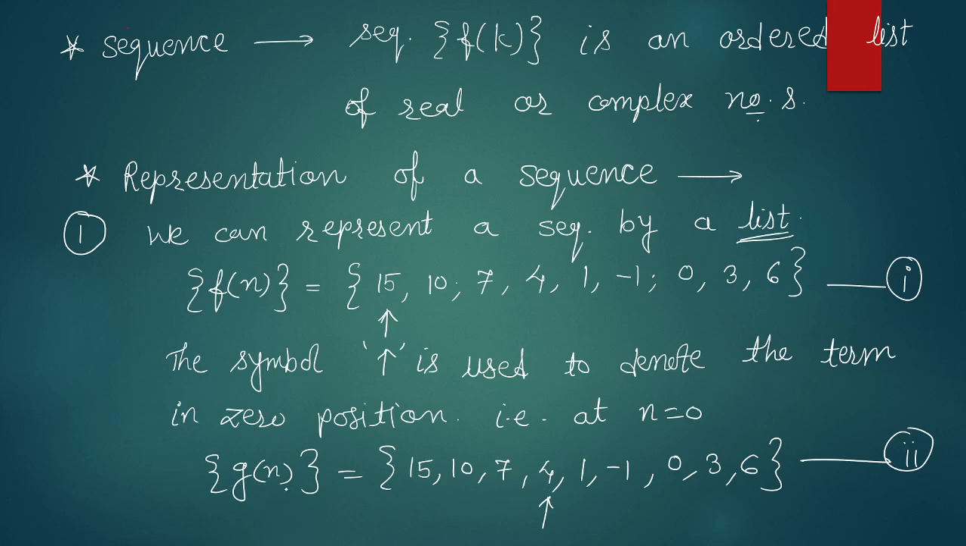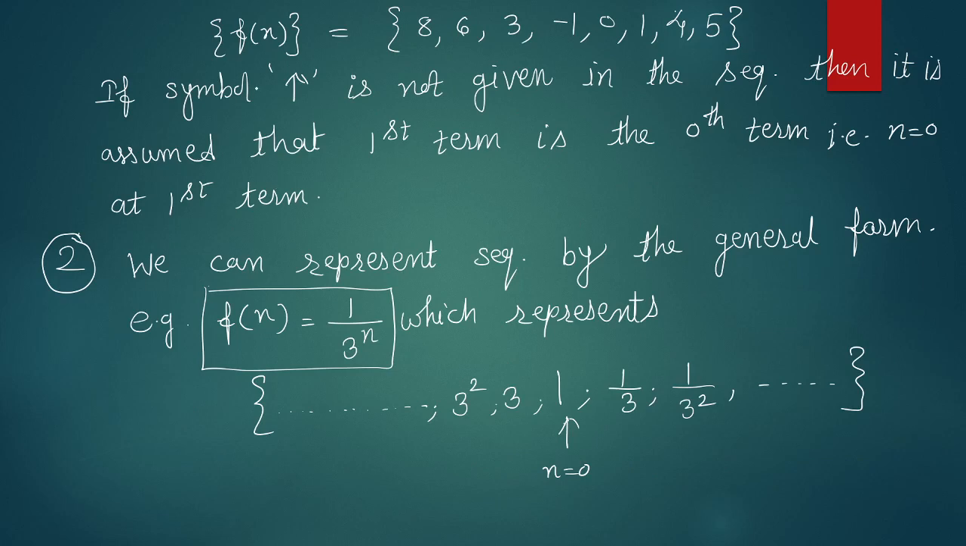Observe equations 1 and 2 for f of n and g of n. All elements are the same, but these two sequences are different, not equal, because the zeroth position of f of n is at the first element of the sequence, and in g of n it is at the fourth position. Therefore these two sequences are different. Suppose f of n equals this sequence and the upward arrow is not given. Then we consider the first term to be at the zeroth position.